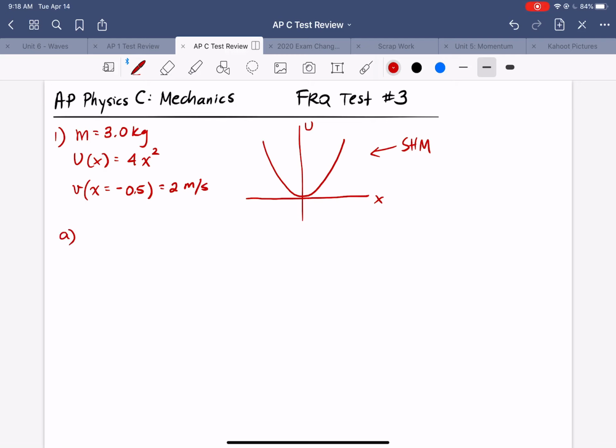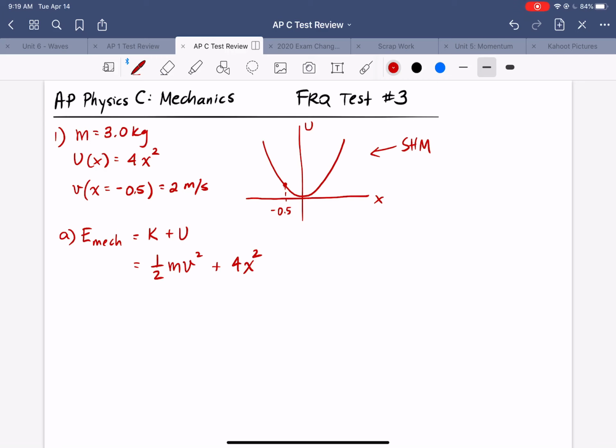Okay, so for question A, we want to find the total energy of this object. That is going to be its kinetic energy plus its potential energy. So we have to use the fact that we know its velocity at one particular location, at x equals minus 0.5. So its kinetic energy at x equals minus 0.5 will be 1/2 times the mass times its velocity squared, and the potential energy will be its potential energy at that location, which is in general 4x squared.